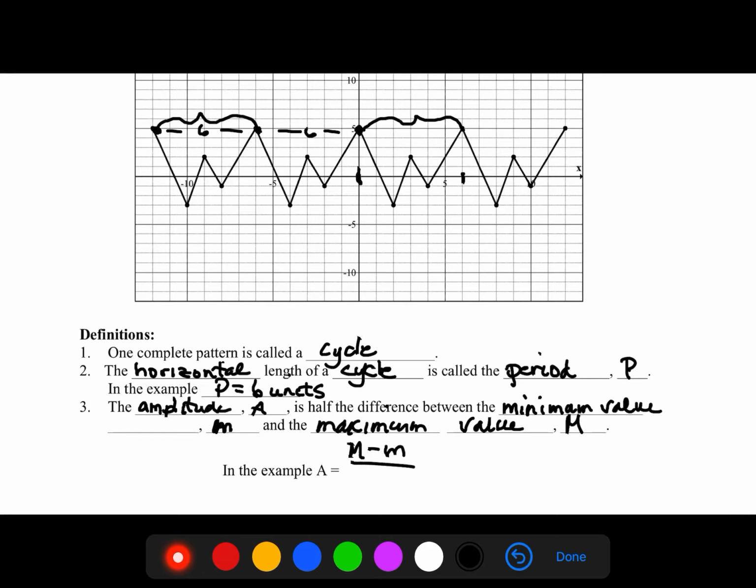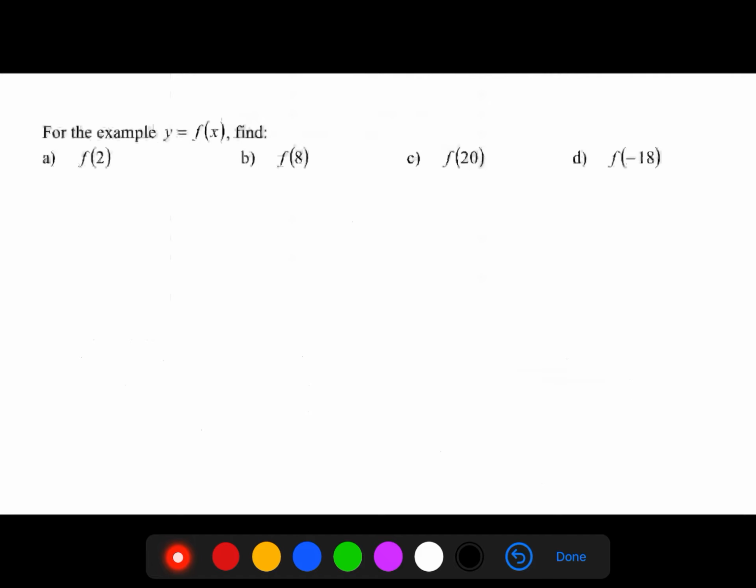So in our example, our amplitude can be measured by taking our maximum value, subtracting our minimum value, and dividing by 2. So in this function, our maximum value is 5. Our minimum value is -3. So we're going to subtract -3 and divide that by 2. We notice that that turns into a plus when we're subtracting a negative. So we're going to have 8 divided by 2, which means the amplitude of this periodic function is 4.